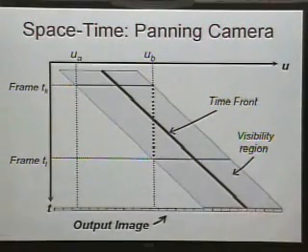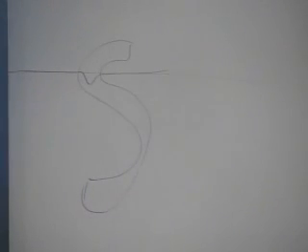Now we go beyond all the cases until now. The camera was stationary. Now assume the camera is translating. And with this translating camera, I'll introduce what we call a visibility region. So we have an image. This is an image.